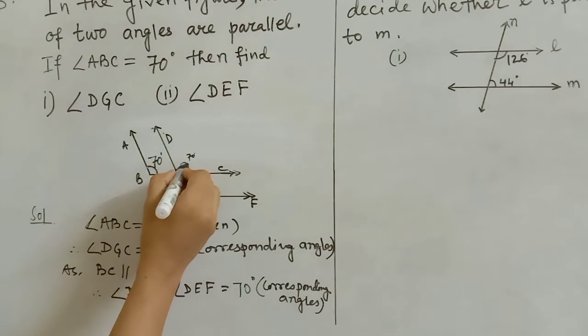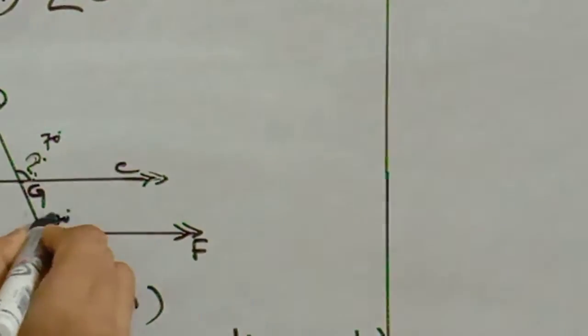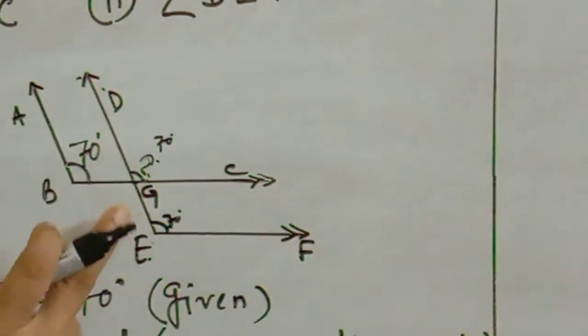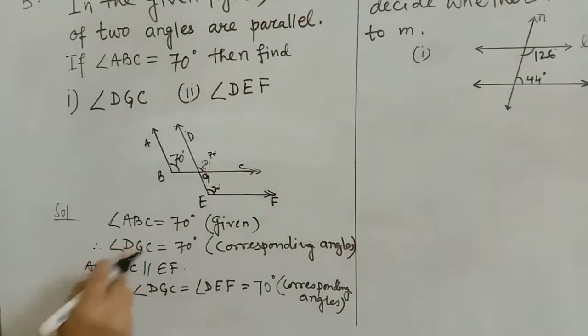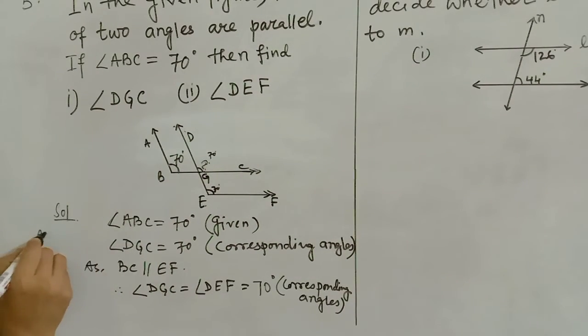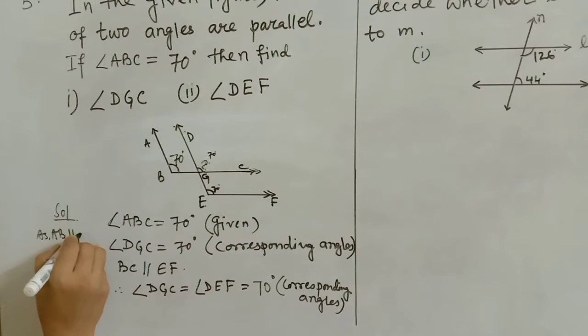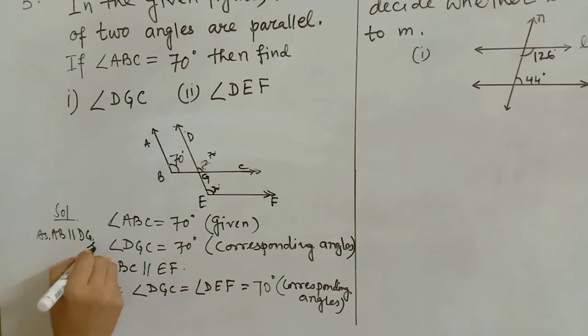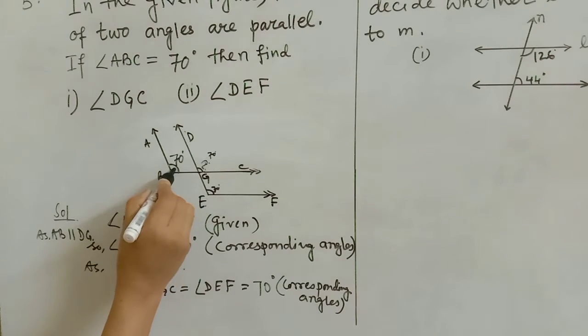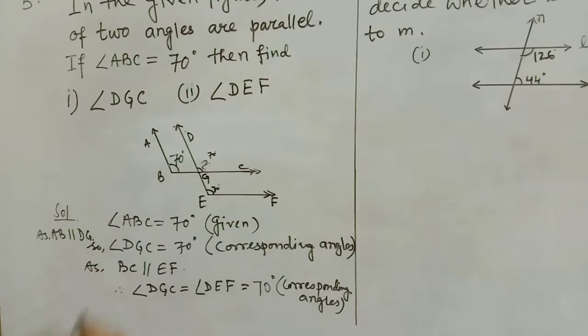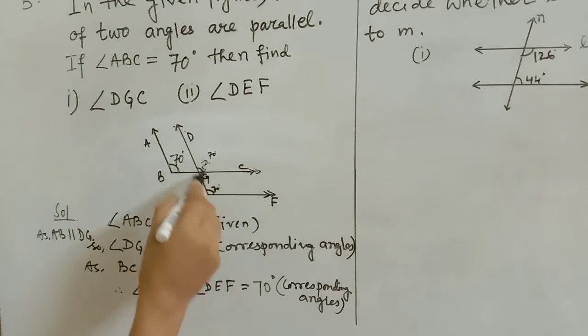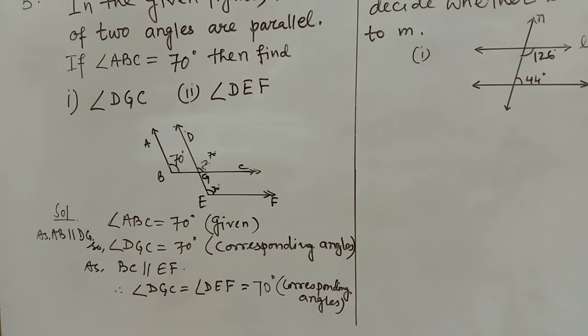Here, if this is 70 degrees, so this is also 70 degrees, as both are corresponding angles on the same side of the transversal, BC parallel to EF. Here you can mention that AB is parallel to DG, it is also given as AB parallel to DE, DG. So if this is parallel to this, then these angles are corresponding angles, and again this is parallel to this, then these two angles are corresponding angles, and we know that if lines are parallel, then corresponding angles are equal and vice versa. Next question.